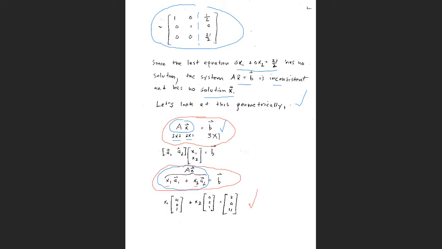And we know that this vector equation here, x1 times the vector 4, 0, 1, that's the first column vector of the matrix A, plus x2 times the vector 0, 2, 1, that's the second column vector of the matrix A, we're setting equal to 2, 0, 1. And we know there isn't a solution x1, x2. But let's just pretend that we didn't know that.